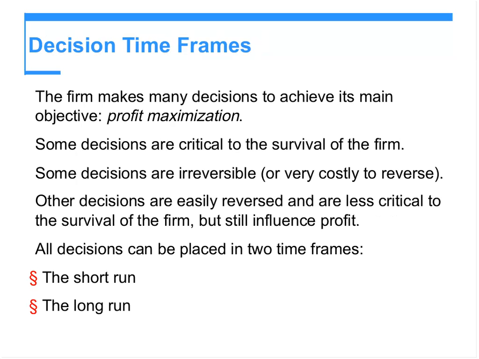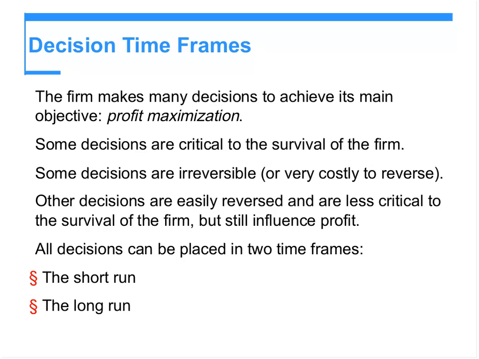Some decisions are critical to the survival of the firm, and some decisions are irreversible and/or very costly to reverse. The reversibility of decisions means that when you make a decision, you are not supposed to change it, or if you change it, it is going to cost you so much. So that's why there's another cost we're talking about. Other decisions are easily reversed and are less critical to the survival of the firm, but still influence profit.